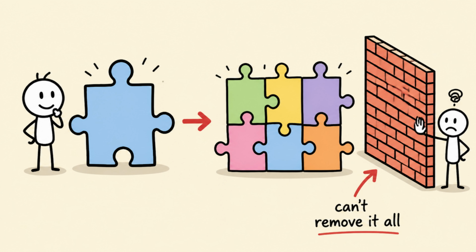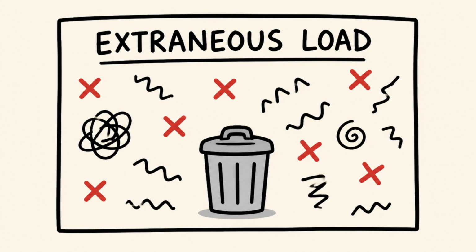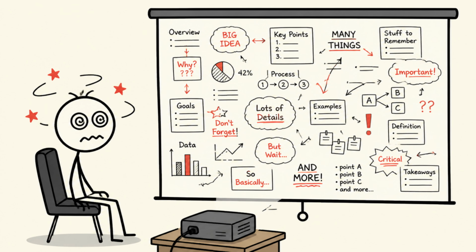It can be managed by breaking complex information into smaller chunks, but it can't be eliminated entirely because some things are simply more complex than others. The second type is extraneous load. This is the mental effort wasted on how information is presented, rather than the information itself. This is the load we most want to reduce.